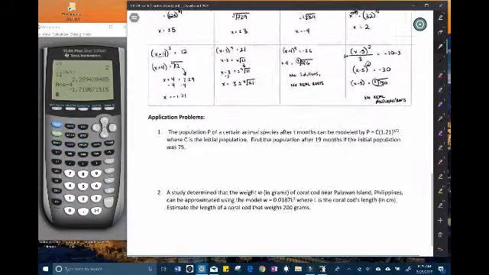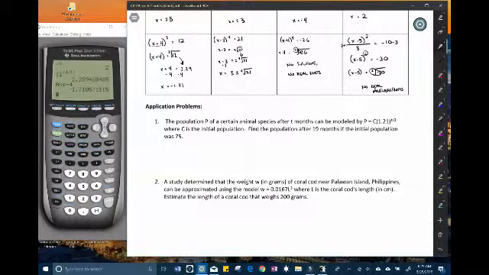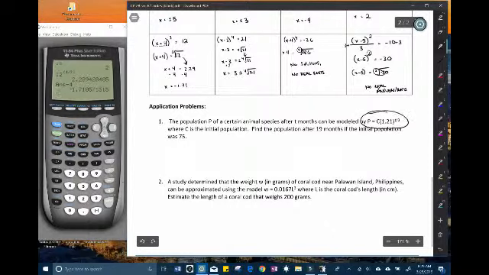Okay, applications. They're really not bad. Basically for this we are going to be using some models they give us and just solving. So population of a certain animal species after t months can be modeled by P, the population, is equal to C times 1.21 to the t over 3, and C is the initial population. Find the population after 19 months if the initial population was 75.